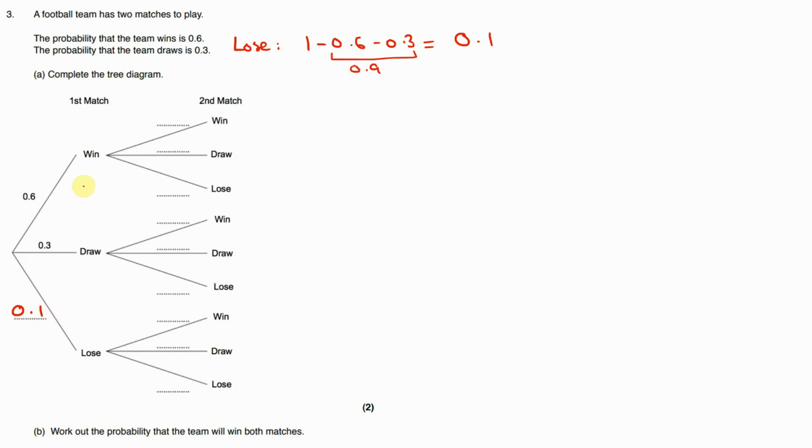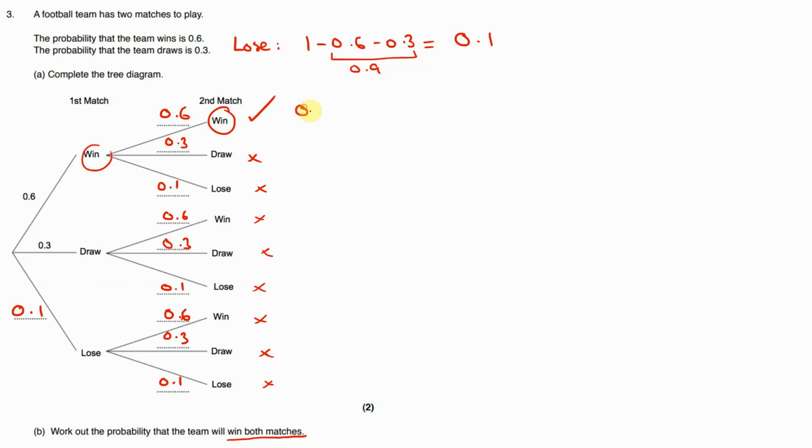Winning, drawing, or losing this match doesn't affect the second match. So we would fill in the same probabilities for each one. You can see this has got 3 branches. A bit harder to draw, but if it's drawn for you, it's just as easy to use. So we need to work out the probability that the team wins both matches. So that's going to be win, win. So just that branch. Everything else, we won't have won twice, so we don't want that branch.